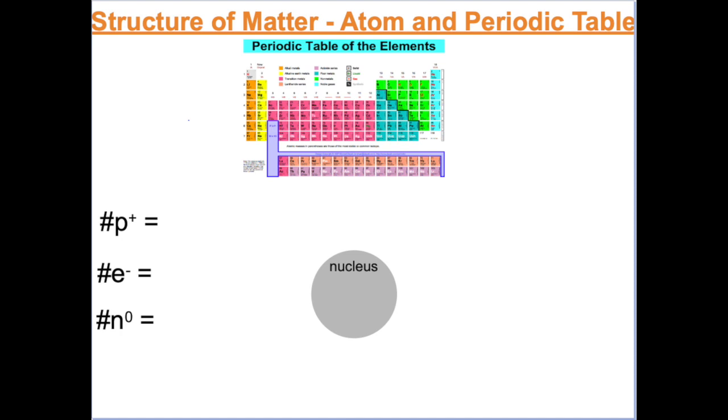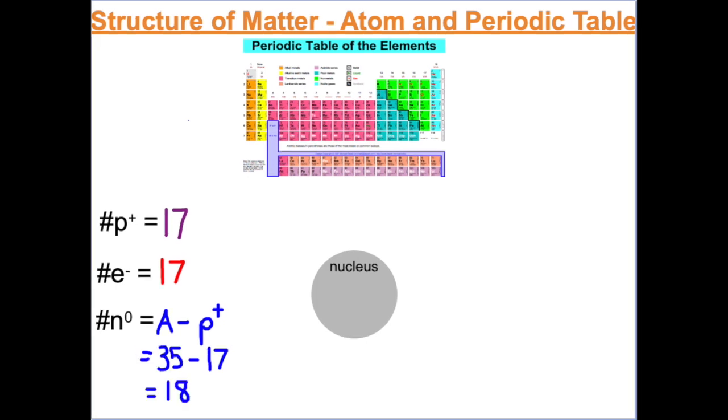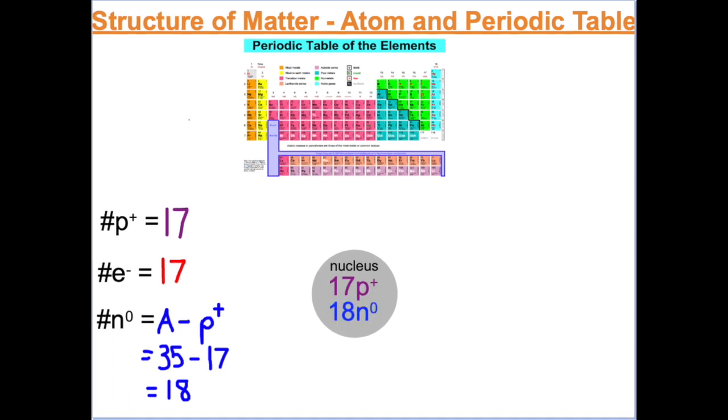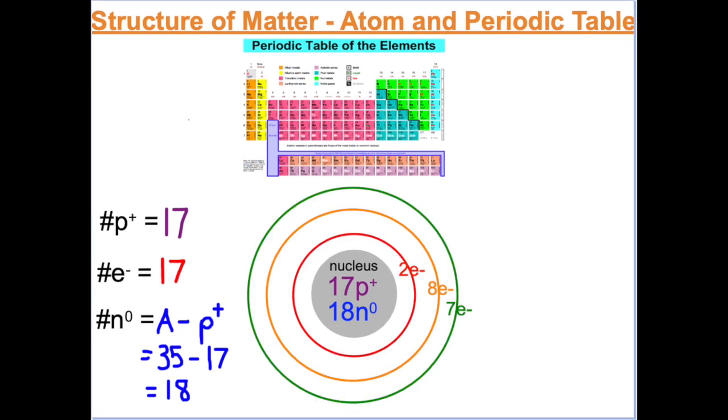Let's diagram chlorine. The atomic number is 17. There are 17 protons. If the atom is neutral, then there are also 17 electrons. To determine the number of neutrons, we round the atomic mass and subtract the number of protons. 35 minus 17 equals 18 neutrons. The protons and neutrons are in the nucleus, while the 17 electrons are in shells surrounding the nucleus. 2 electrons in the first shell, 8 in the second shell, and 7 in the third shell.